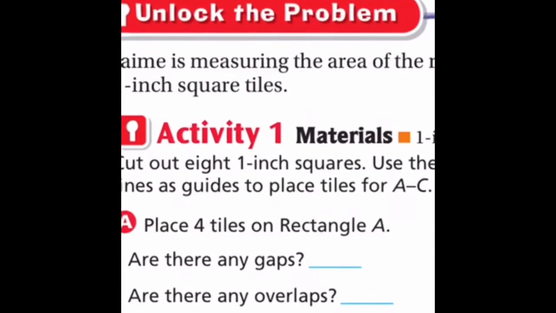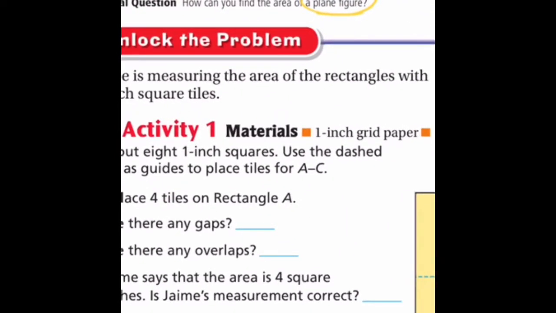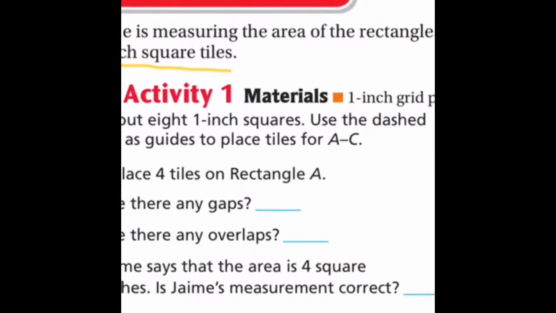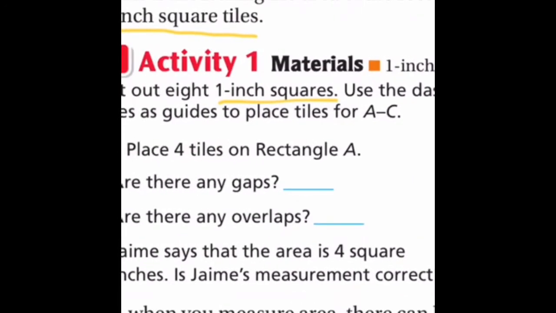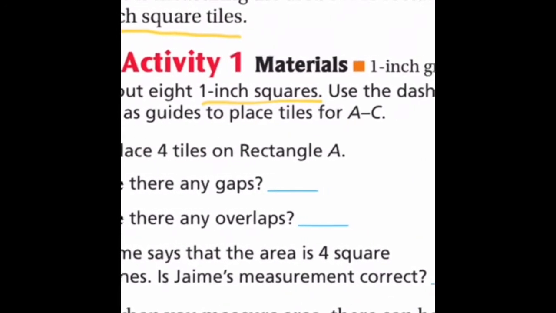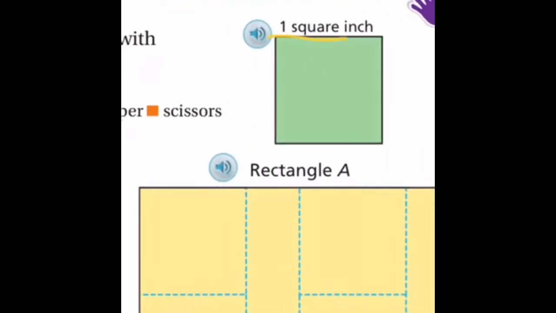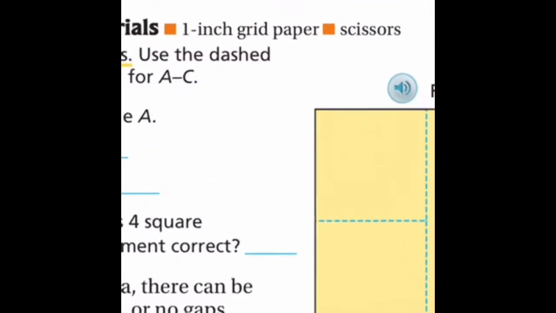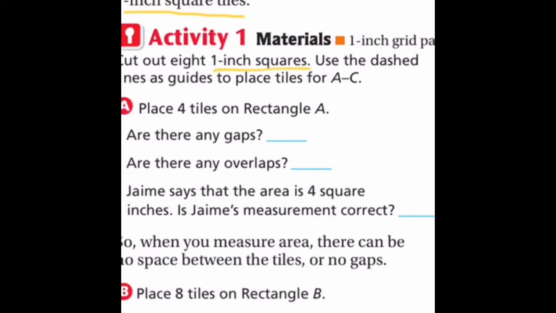Okay, unlock the problem. It says Jamie is measuring the area of the rectangles with 1-inch square tiles. So it says to cut out 8 1-inch squares. We don't need to do that. Use the dashed lines as guides to place tiles for A through C. And these are the 1-inch squares right here that they want us to kind of use. And they drew the little pictures for us here. So we can use our imagination and use our pencils and make it work for ourselves.